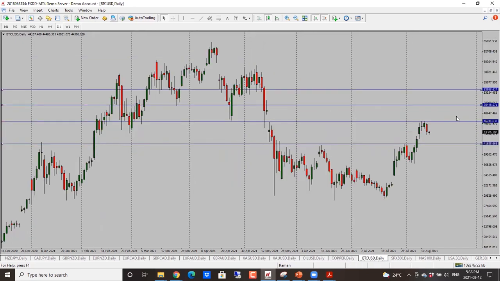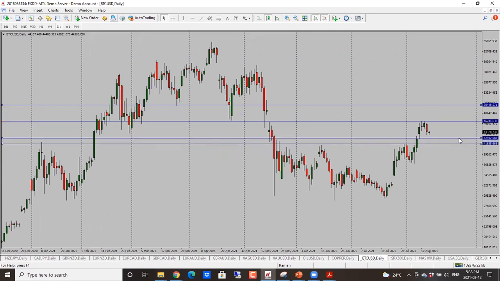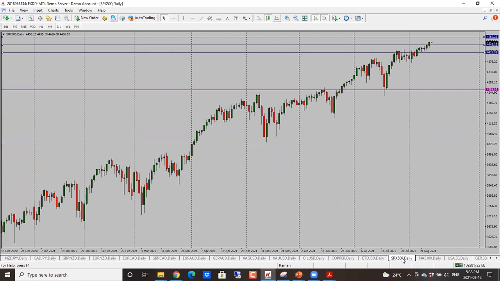Bitcoin here also turning around. So in this case, bias is bearish. We have a bearish engulfing candle close. So next target is 42,780 or 42,800. So bearish bias for Bitcoin, and then 41,635. So bearish bias here.